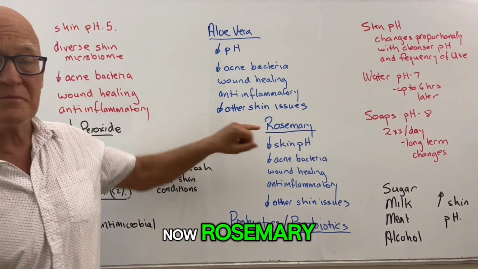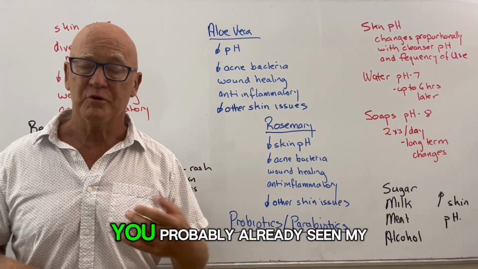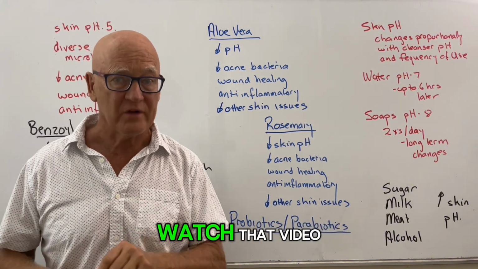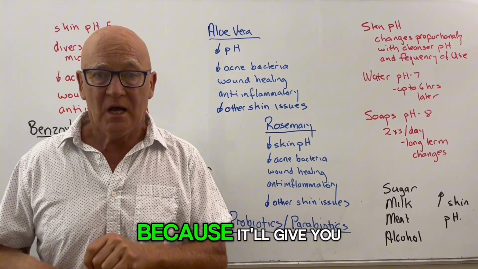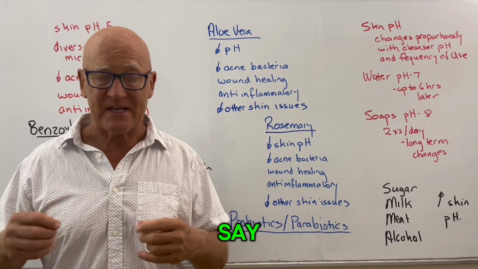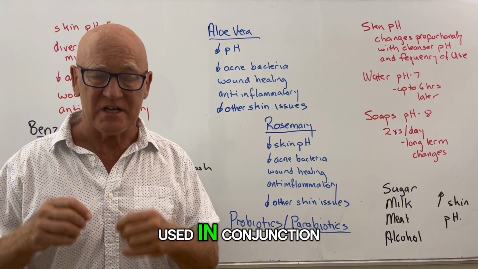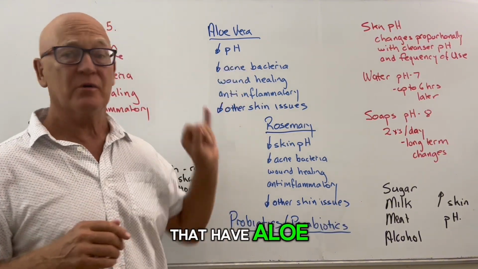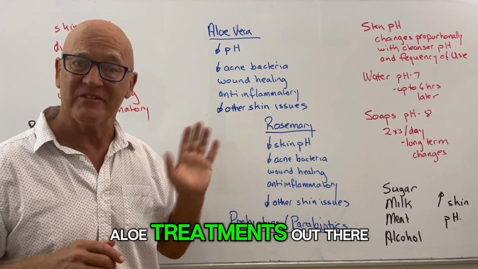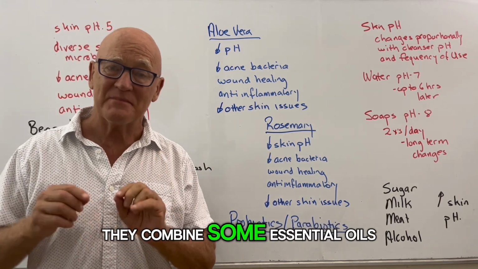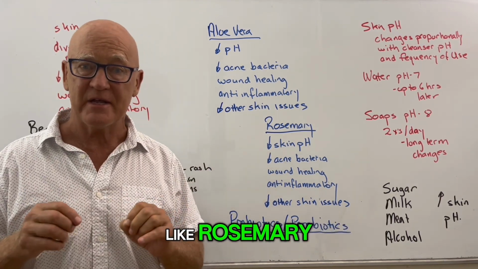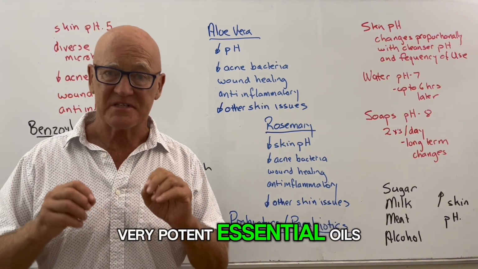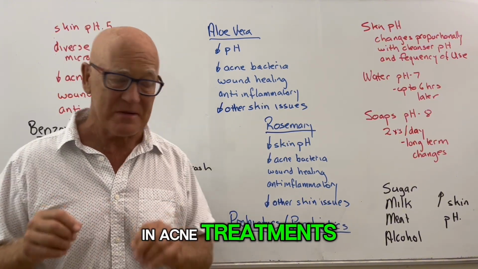Now, rosemary, an essential oil, you've probably already seen my video on essential oils. Watch that video, please, because it'll give you a much greater opportunity to see what other things can be used in conjunction. Now, usually in some of the treatments that have aloe, and there are acne aloe treatments out there, they combine some essential oils like rosemary and like lemon balm and other very, very potent essential oils in acne treatments.